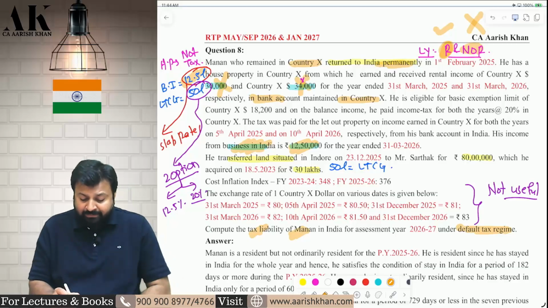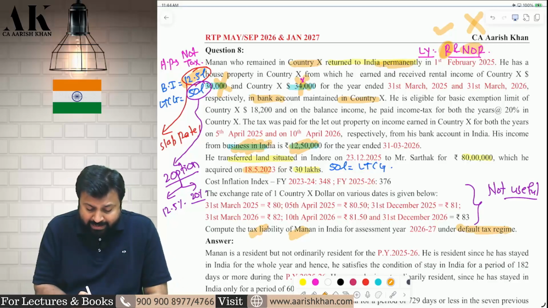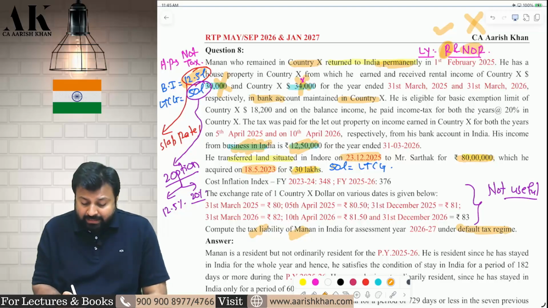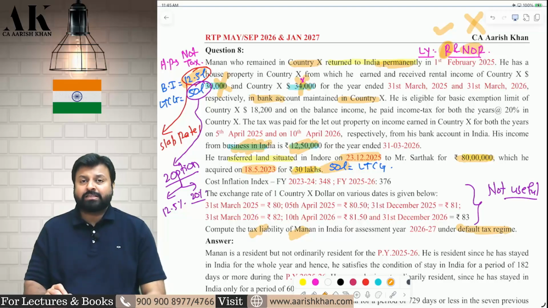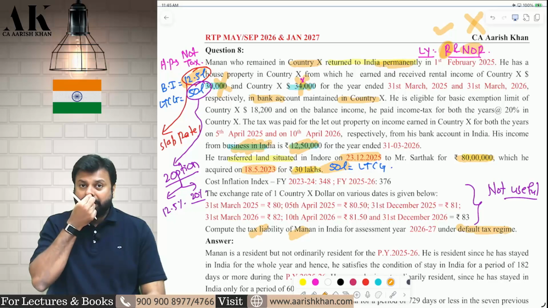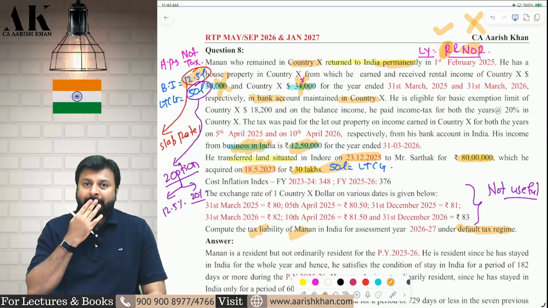And along with that, Manan has purchased some land in Indore on 18th of March 2023 for 30 lakhs. Now Manan is selling that land on 23rd of December 2025 for 80 lakh rupees. So this land is sold after 24 months and this land is situated in India. Therefore, this capital gain will be chargeable to tax in India. Okay. Now, on this 50 lakh rupees, Manan has two options. That's the catch in this question. Which two options?